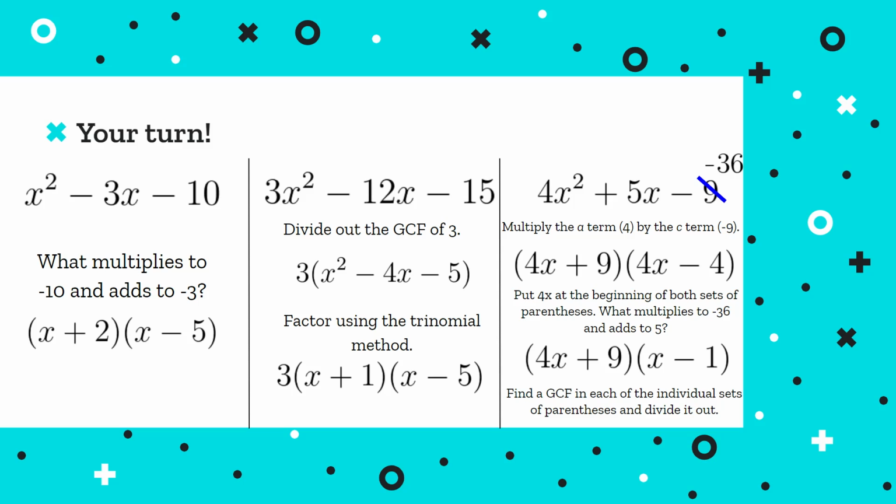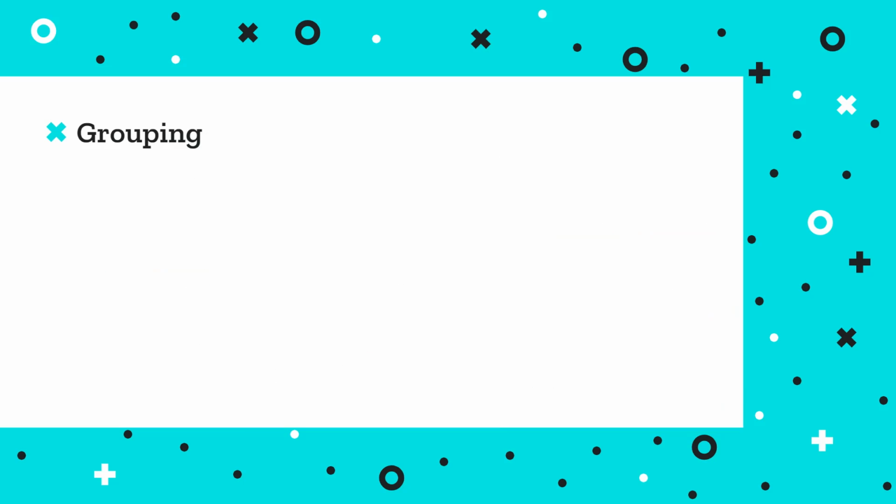There's a GCF of 4 in the set of parentheses with 4x minus 4. So we divide that 4 out to get a final answer, which is shown here. Next, we're going to talk about grouping.